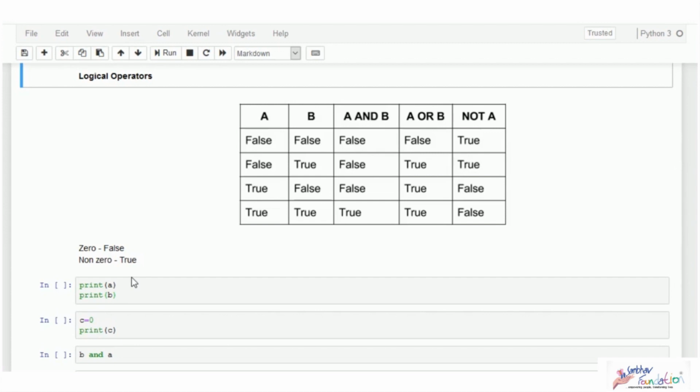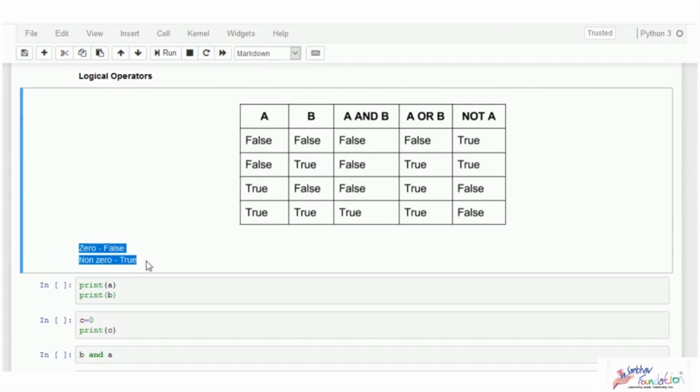These three, and, or, and not, are known as the logical operators. We call this table the truth table. It shows the possibilities of outputs depending upon the values of the given inputs. When relating with numbers programmatically, we can think of it like this: 0 is considered a false value and any non-zero number is considered a true value.